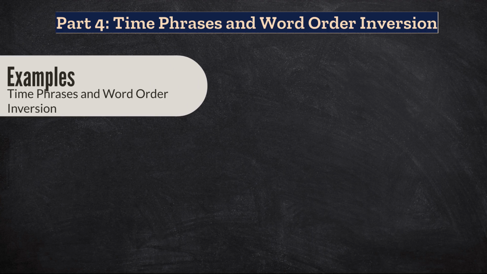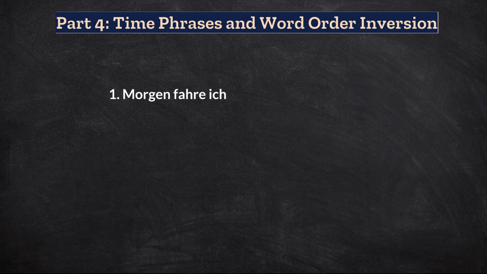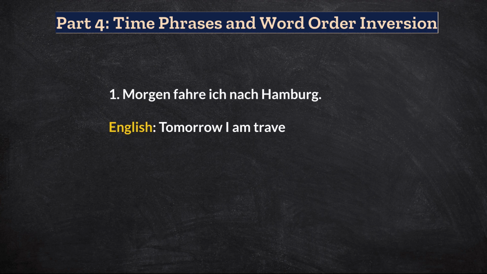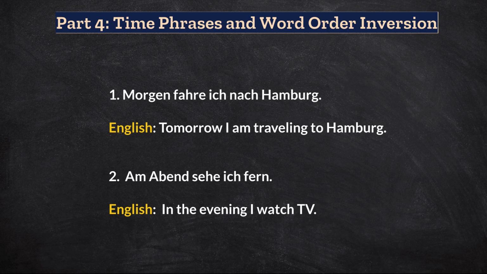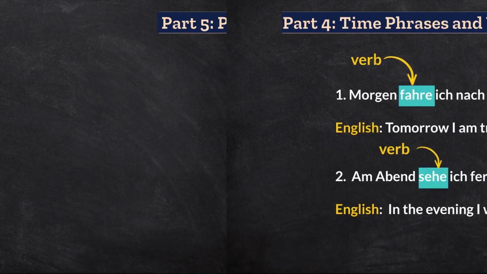Here are 2 more examples where the sentence starts with a time phrase. Morgen fahre ich nach Hamburg. Means tomorrow I am traveling to Hamburg. Am Abend sehe ich fern. Means in the evening, I watch TV. In both sentences, the verb stays in the second position, right after the time phrase, and the subject follows the verb. This rule helps keep sentences clear and natural in German when you want to emphasize the time.